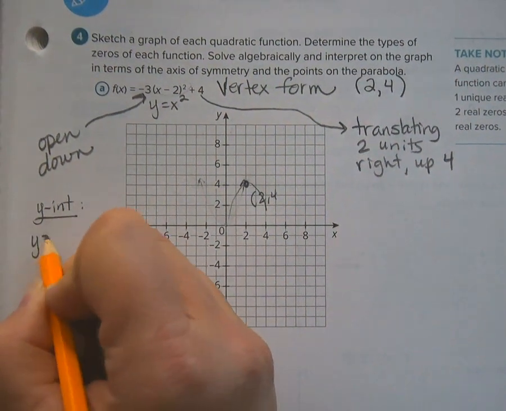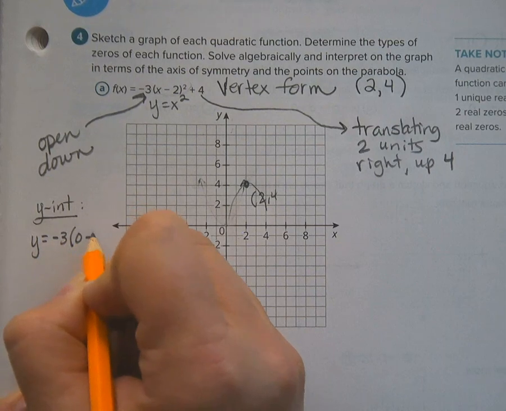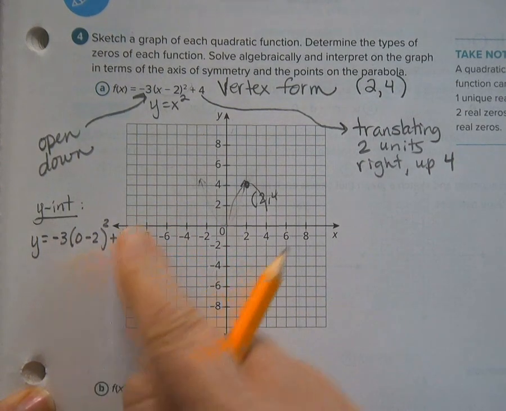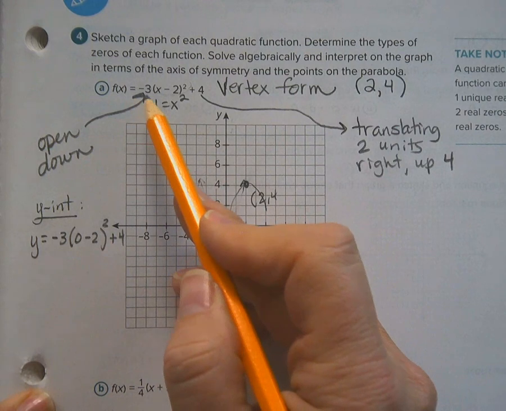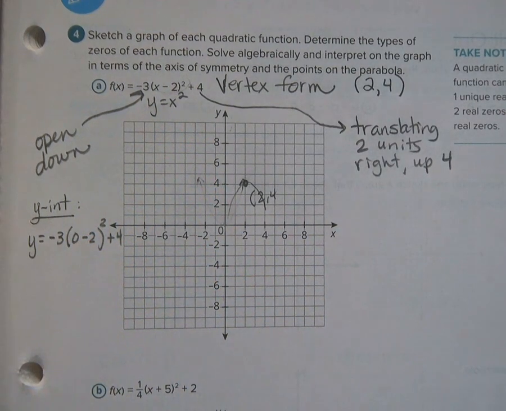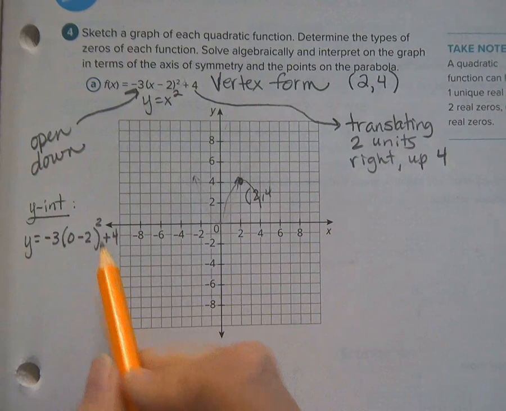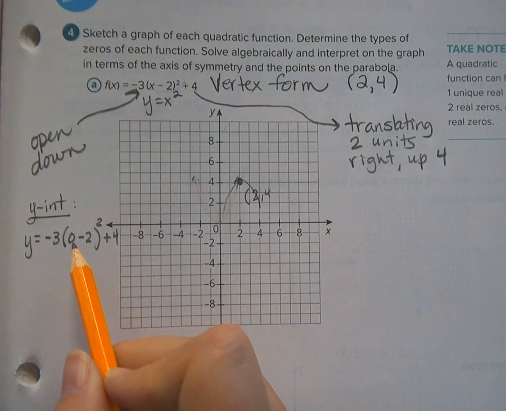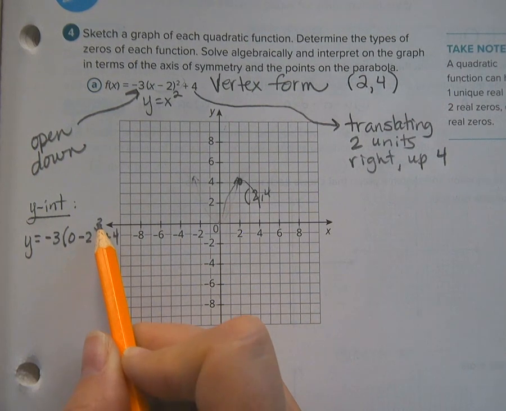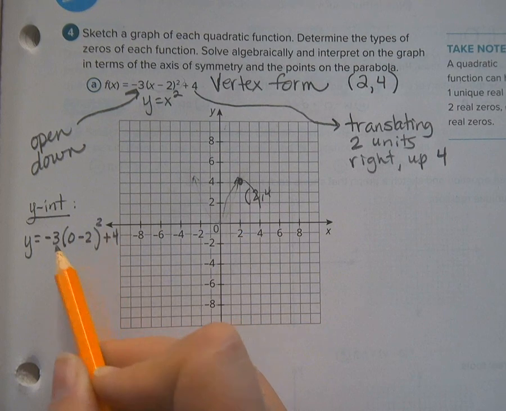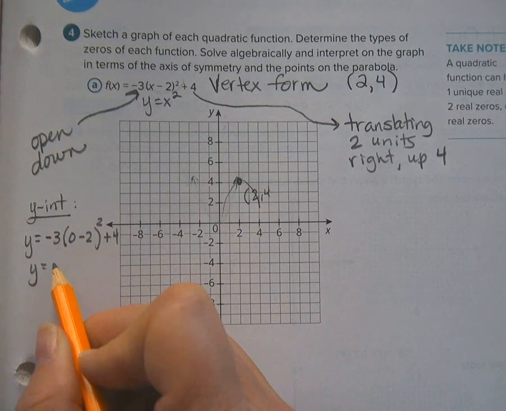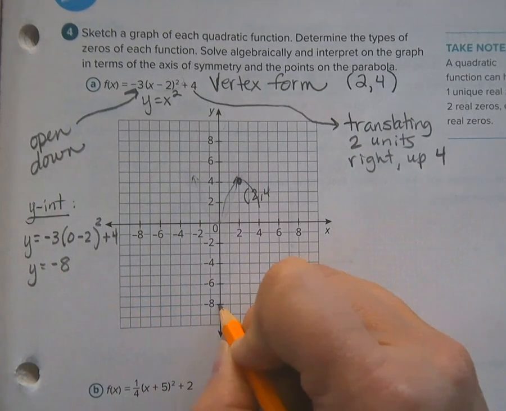So here's what we're going to do. We are going to substitute into our equation 0 wherever we see x. So our equation up here was y equals negative 3 times the quantity of x minus 2 squared plus 4. So we're just substituting that in. And now let's calculate using order of operations. So 0 minus 2 is what? Negative 2. What's negative 2 squared? 4. What's 4 times negative 3? Negative 12. And negative 12 plus 4? Negative 8.